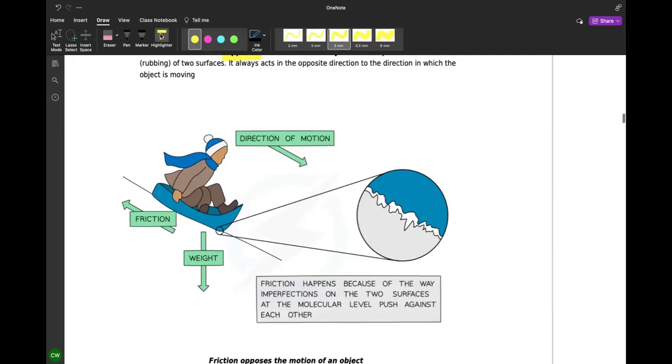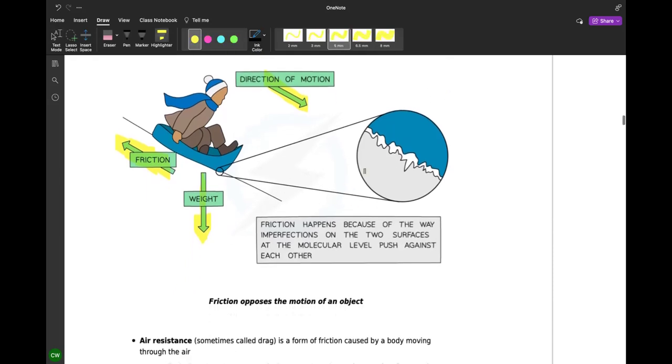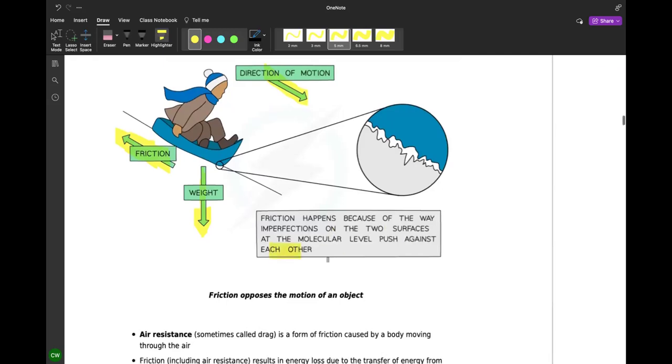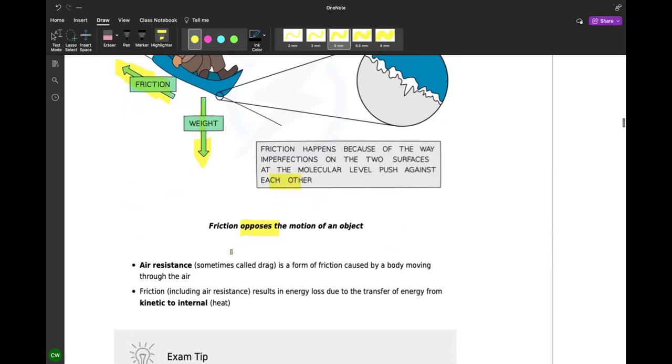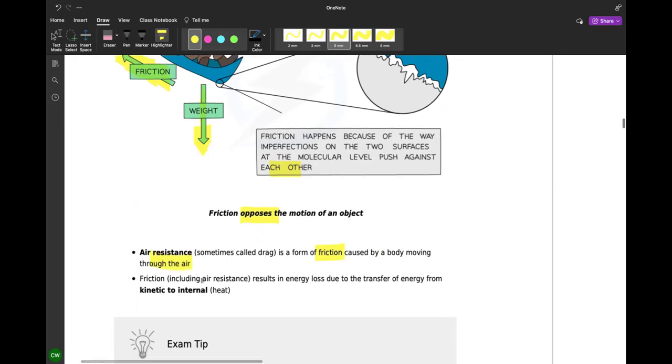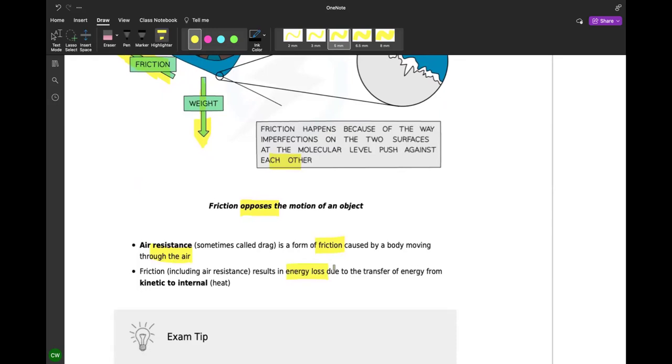So when you see this one going down, 它是往下吗？What about the friction? Going up. Okay, but the weight is always acting 90 degrees down because this one acts towards the center of the earth. So friction happens when the imperfections between two surfaces push against one another. Friction opposes motion. Air resistance is a kind of friction caused by the body moving through the air. Friction in the air results in energy loss, transferring kinetic energy to heat energy.